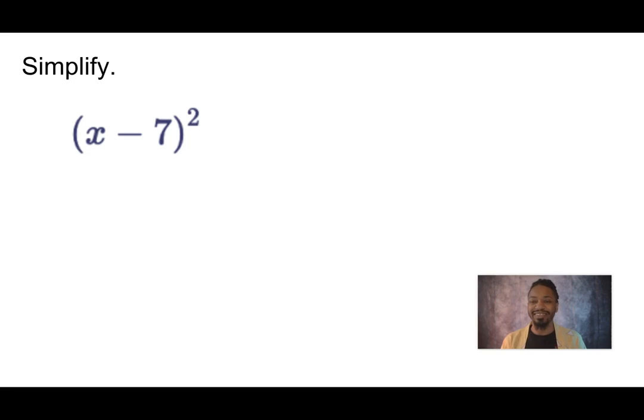Simplify the quantity of x minus 7 squared. First thing we need to realize about this is when we have that exponent of 2, that means what's in parentheses is used as a factor 2 times. So we can therefore rewrite this. It's perfectly fine to rewrite this as x minus 7 times x minus 7.